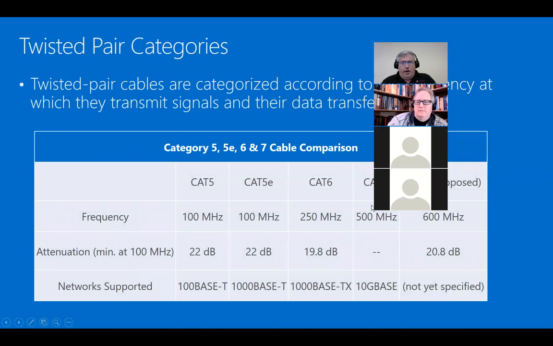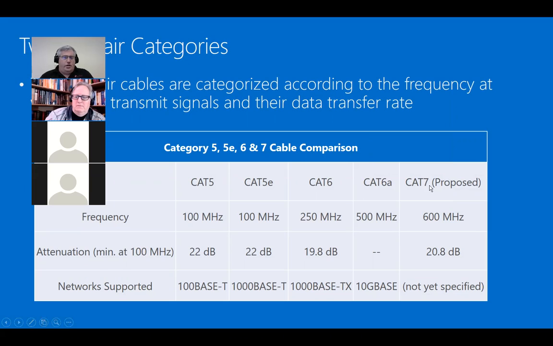These are some different categories of cable. You got Cat5, Cat5e, Cat6, Cat6a, and Cat7. I think you can actually get Cat7 now. Yeah, you can buy it right now.